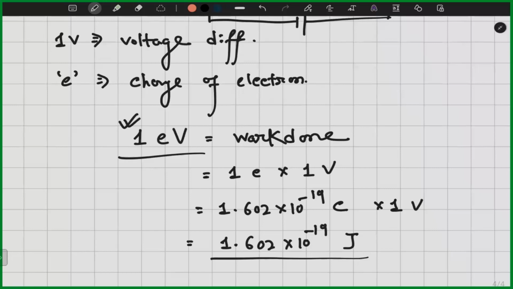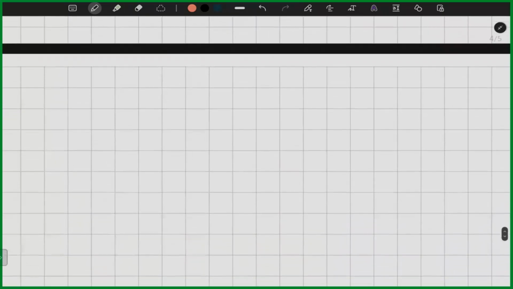That means if we give a potential difference of 1 volt and 1 electron is moving, then the energy of the electron will be 1.602 into 10 to the power minus 19 joule, or it is called 1 electron volt.